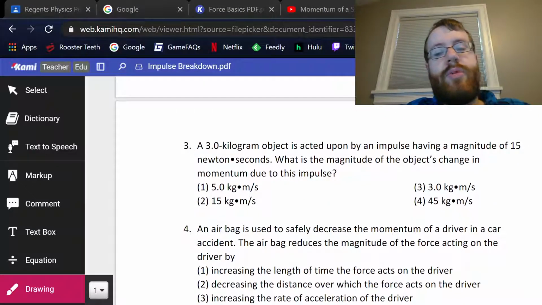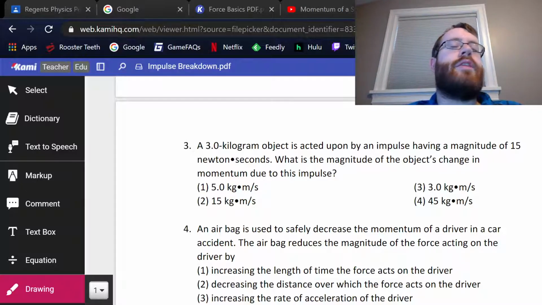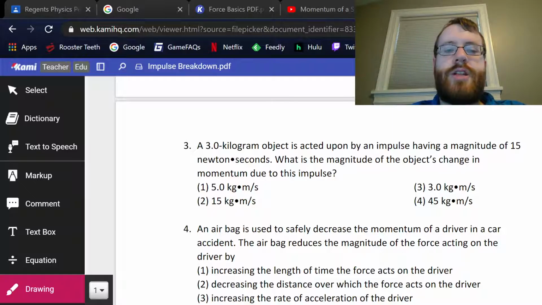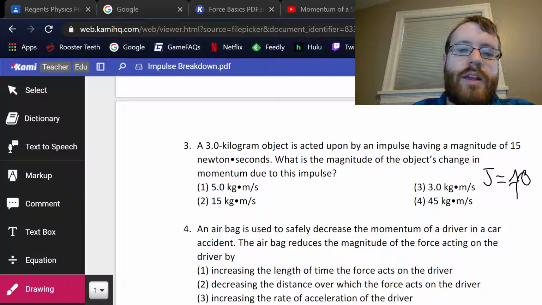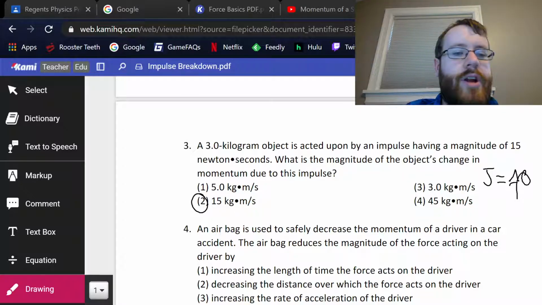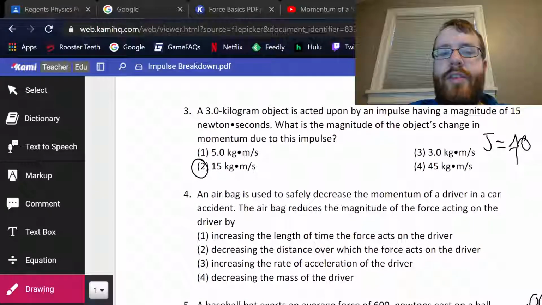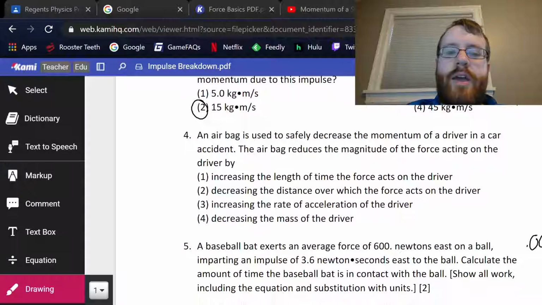Okay, so question 3 is a classic question that occurs, and a lot of people get thrown off by it. They're giving you the impulse, and they're asking you for the change in momentum. You should know that J is equal to delta P. So that impulse that they give you of 15 is also the change in momentum from this impulse. Just don't mess that up. Just know that they're one and the same. They might give you some extra numbers to kind of throw you off, but just keep that in mind.